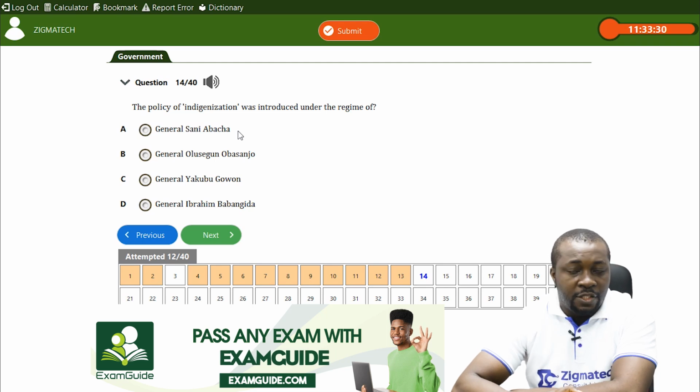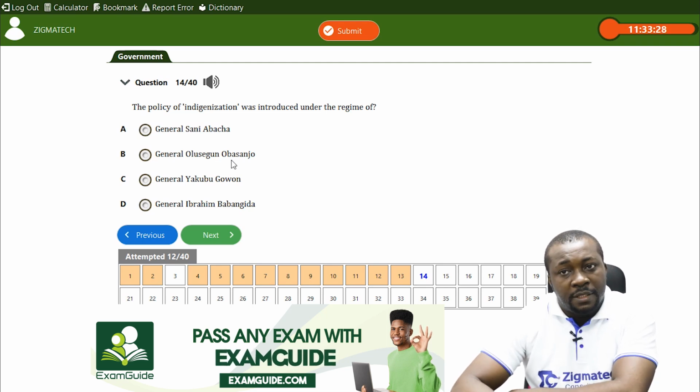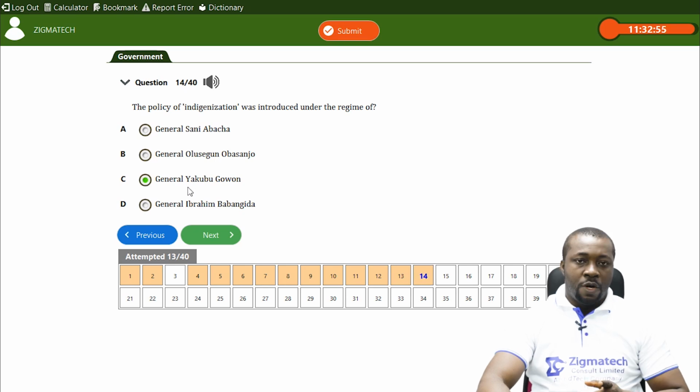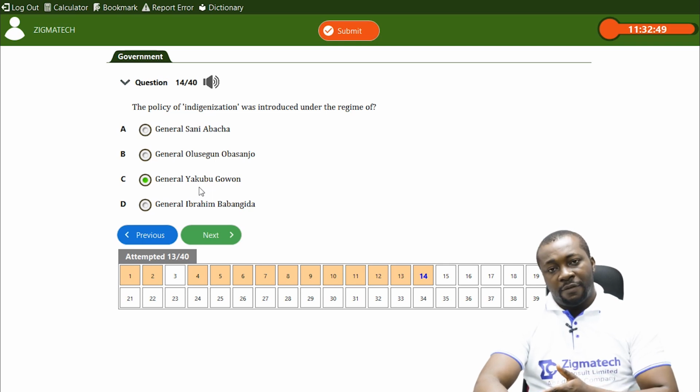Is it General Olusegun Obasanjo, who ruled the country from 1976 after the death of Murtala Mohammed to 1979 when he handed over to a civilian government? No. Rather, in 1977, Obasanjo altered that decree. Is it General Ibrahim Babangida, who ruled the country from 1985 to 1993? No, it's not the option. The right answer is General Yakubu Gowon, who ruled Nigeria from 1966 to 1975.